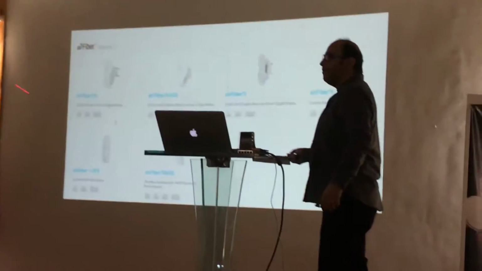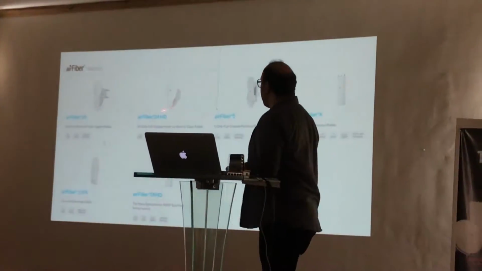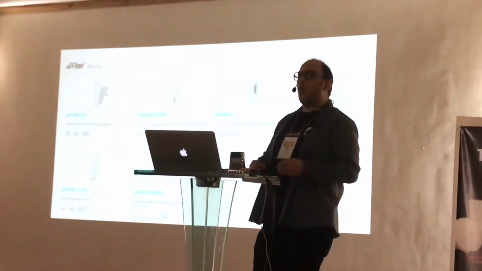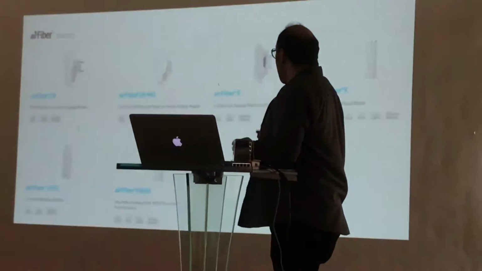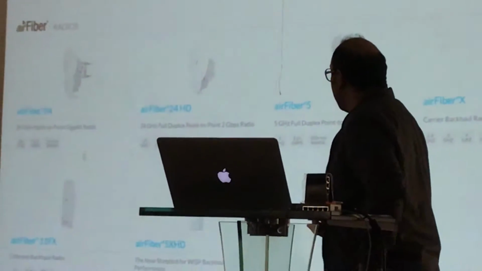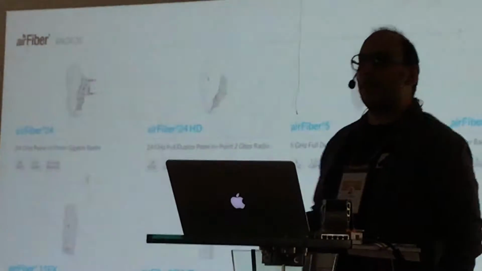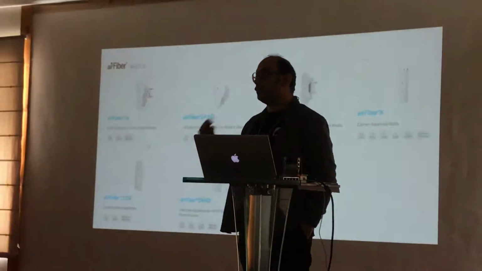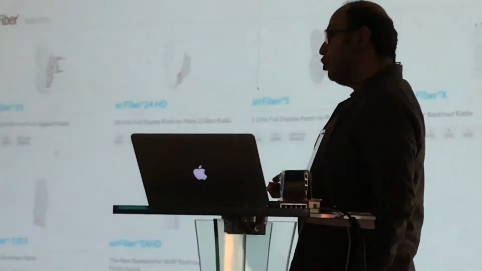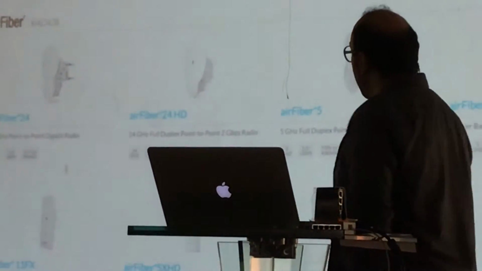So AirFiber 24 is for less than 10 kilometers, and AirFiber 24 HD is for over 10, maximum 12, 13 or 15 kilometers, but very advanced. You can see they say over 20 kilometers, but I never use AirFiber 24 for over 20. 20 kilometers is too much for this frequency. 24 gigahertz is very high.